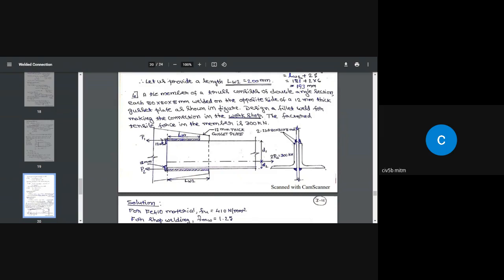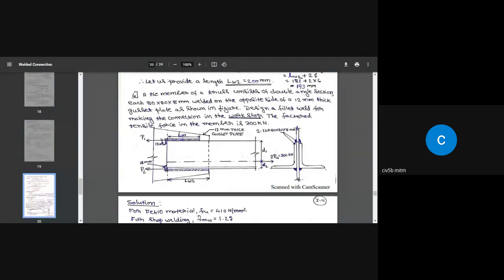Next problem is a tie member of a truss consists of double angle section, each of 80 by 80 by 8 millimeter, welded on the opposite side of a 12 mm thick gusset plate as shown in figure. Okay, design a fillet weld for making the connection in the workshop. Remember, in the workshop means what is the value of gamma MW? As per table 5 on page 30, gamma MW value is equal to 1.25.